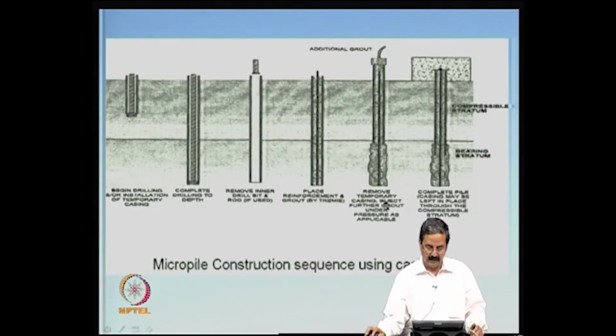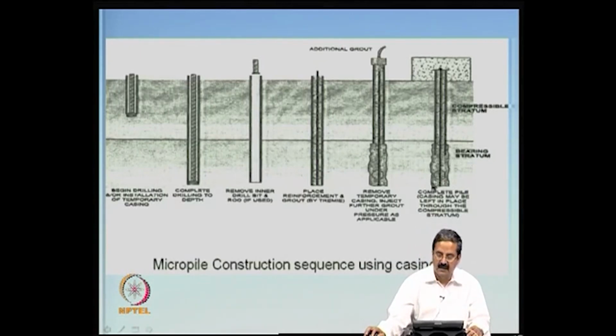So, remove the temporary casing. See, this is a temporary casing; you remove it, and inject further grout under pressure as applicable. You can even keep on removing this, or if you want to retain it, that is also fine. The advantage here is that you have a bigger pressure-grouted bulb area, and that could increase the bearing capacity of the pile foundation. Then after that you put a cap, that is what we do here.